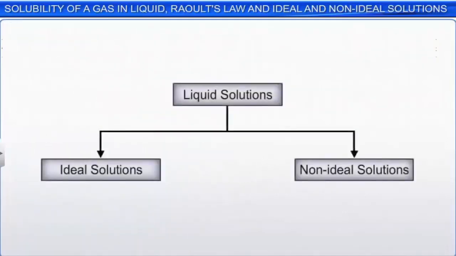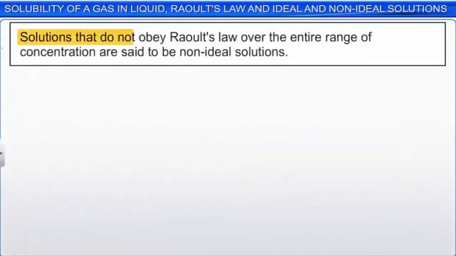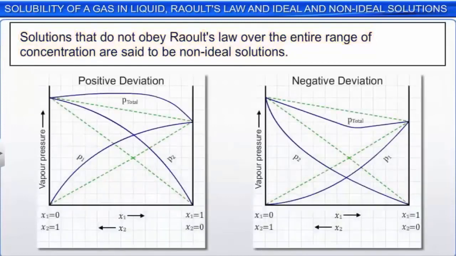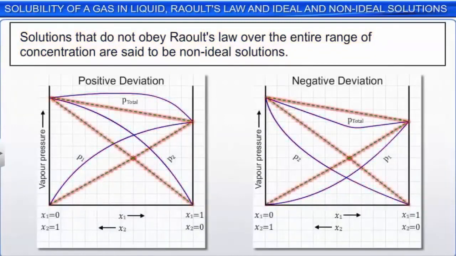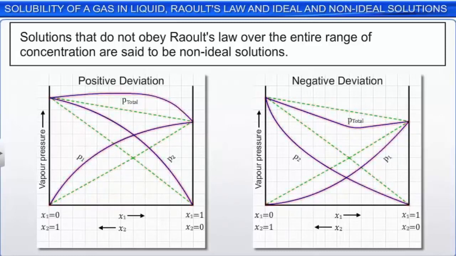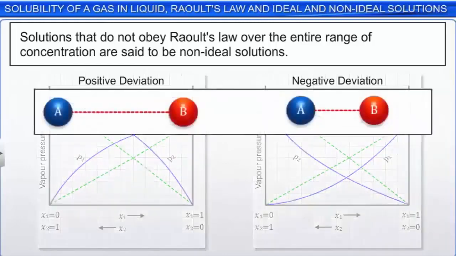Let us now discuss non-ideal solutions. Solutions that do not obey Raoult's law over the entire range of concentration are said to be non-ideal solutions. Non-ideal mixtures produce curves rather than straight lines as shown here. The dotted straight lines represent the ideal behavior and the curved lines represent the deviations from the ideal behavior. The reasons for the deviation are the intermolecular interactions at the molecular level.